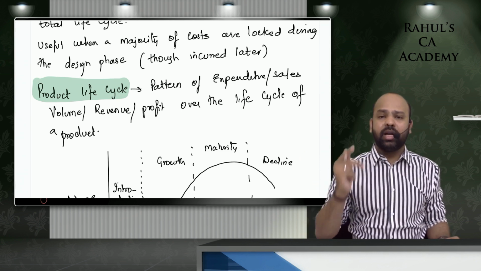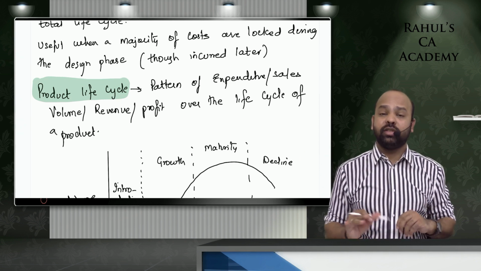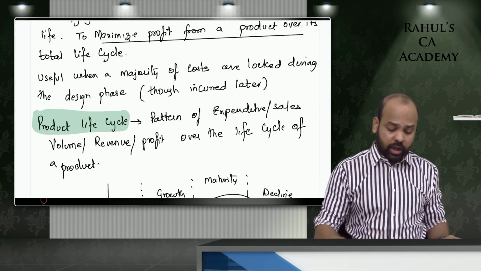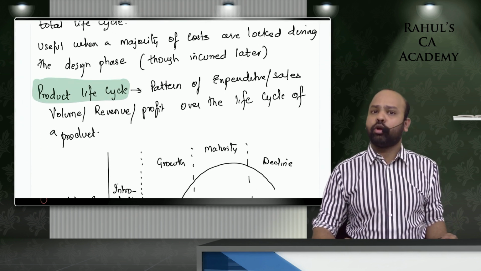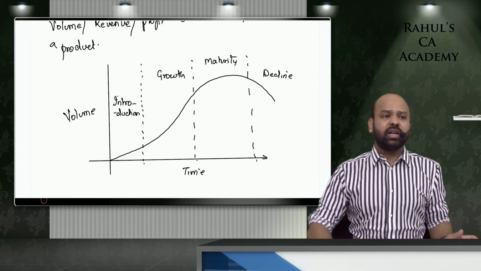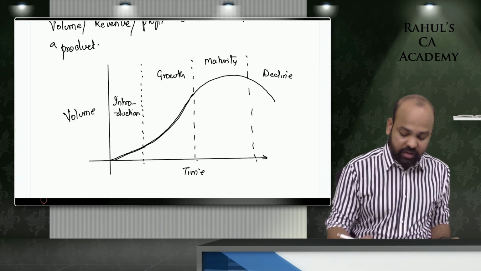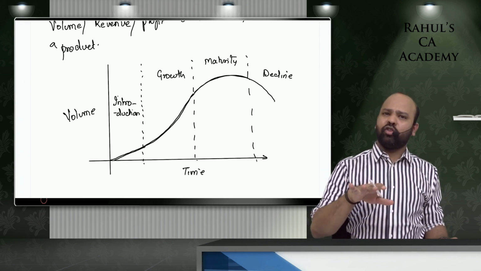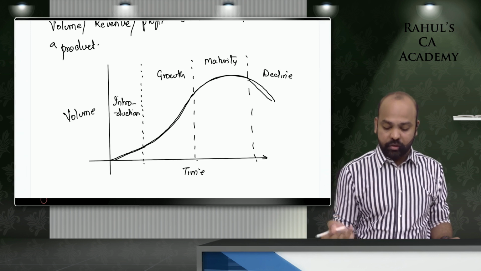The profitability will be different. So that is the product life cycle, and understanding the pattern of all of this will help you in taking decisions. So you should know better. Life cycle costing is about knowing the cost and revenues over a product's life cycle, maximizing profit from a particular product. So this is the graph which shows that you will have your introduction phase, then there will be a growth phase where the sales are continuously increasing, and then the maturity phase, where the growth rate is almost flattened or is marginally growing, and then you will have the decline phase.